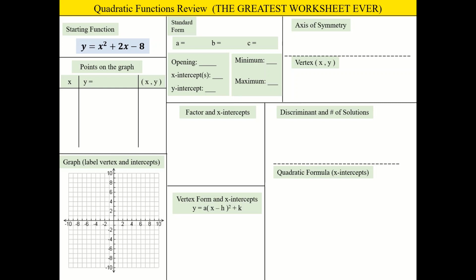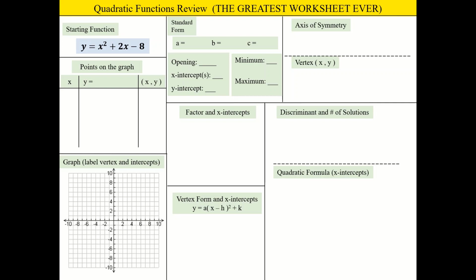Let's review everything we've learned about quadratic functions by using this worksheet. Some people call it the greatest worksheet ever. Those are their words. I just came up with the name.